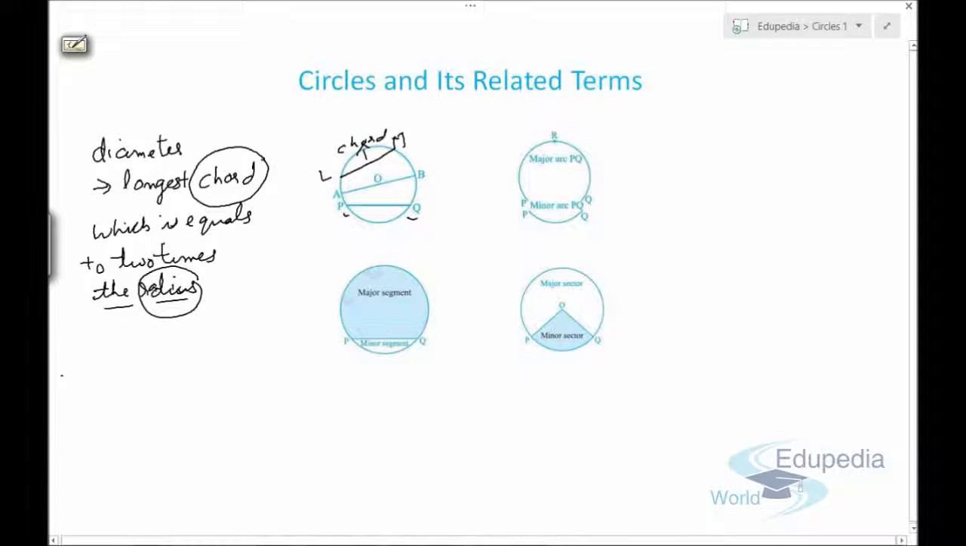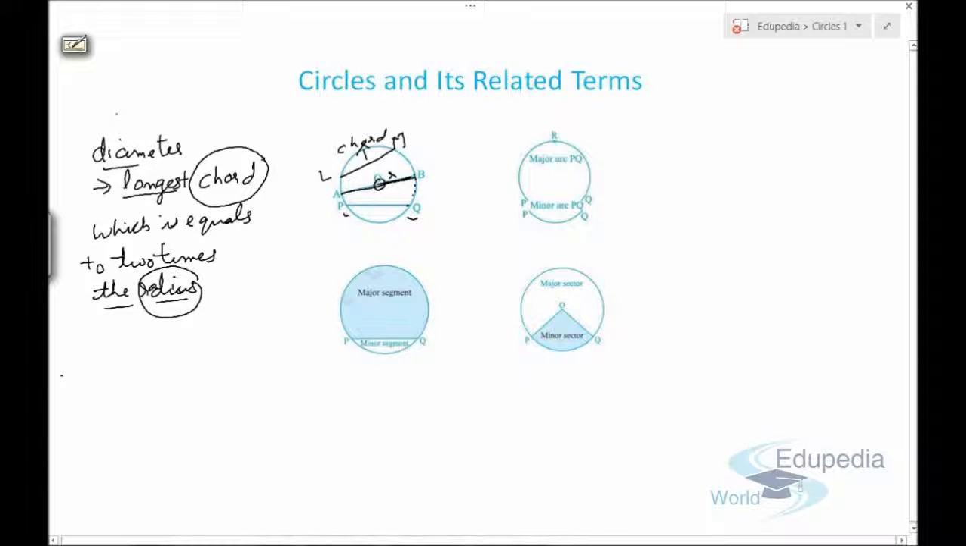And what is a radius? It is the distance between a fixed point and any point on the circle. From this point to this point, it's a radius. Now, what is a diameter? The diameter is the longest chord, and it passes through the center of the circle, like AB.